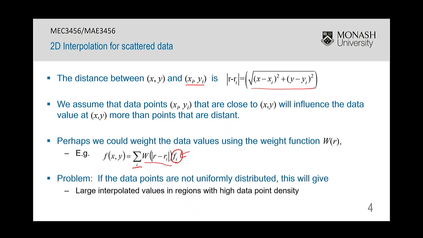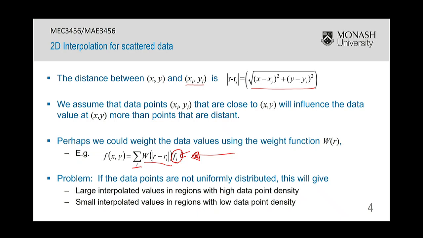However, there's a problem with this. If our data points are not uniformly distributed, this gives the potential for, first of all, large interpolated values in regions which have a high data point density. In other words, if there's a lot of points close to our interpolation point, this formula here will always give a bigger value, even if the individual function values are quite small. Likewise, it potentially will give small interpolated values in regions where the data point density is low. So in other words, if there aren't many points nearby, this formula here may not give a true estimate of the function value there.